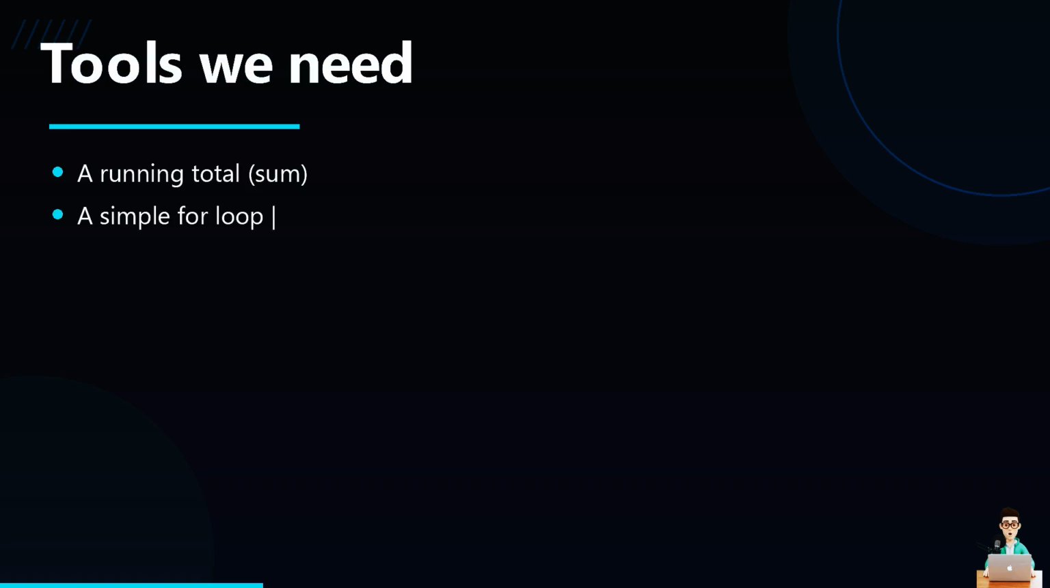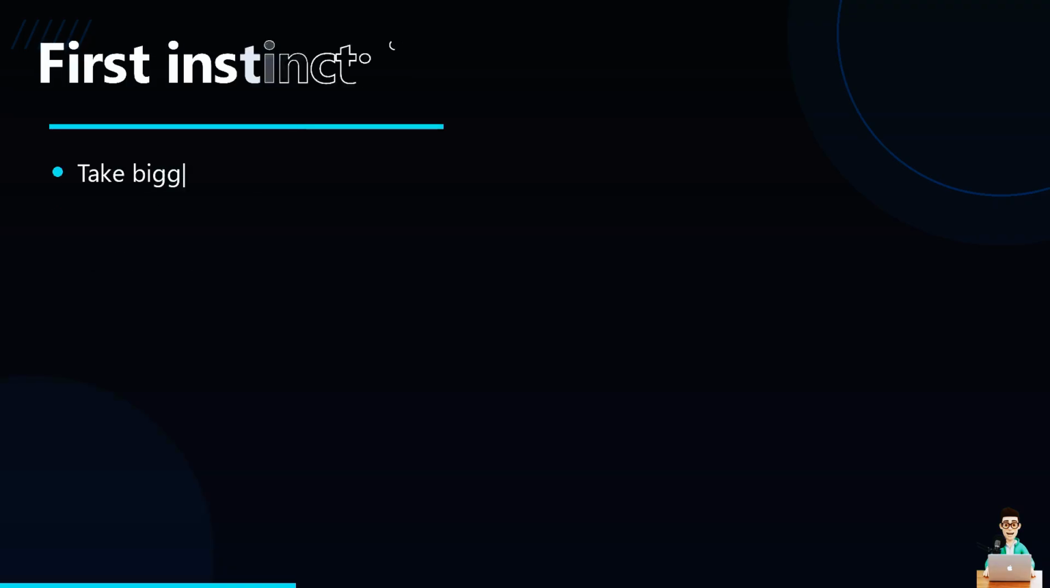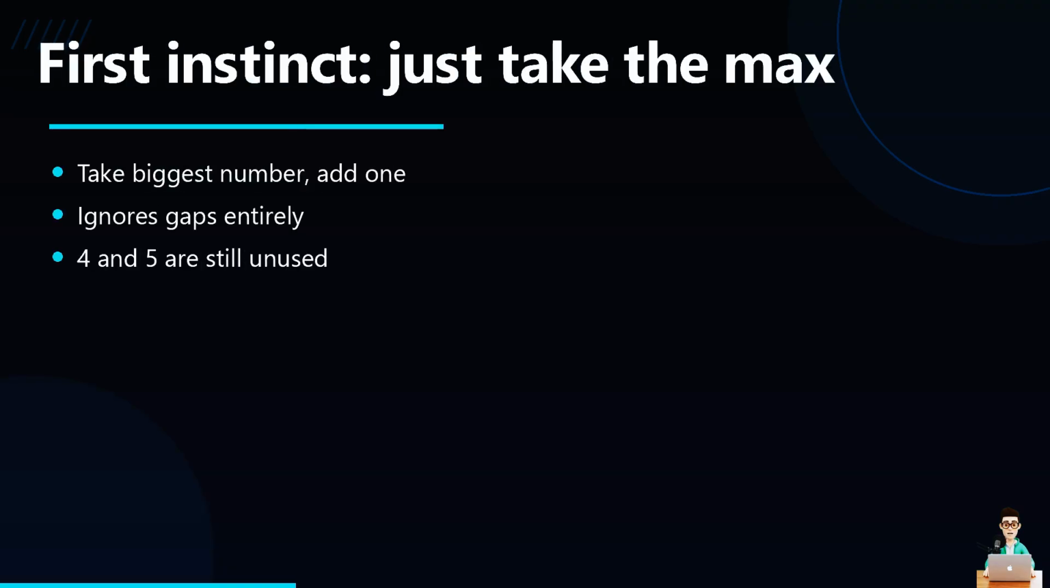We only need 3 things: a running sum we build as we go, a plain loop that tracks position, and a check for whether a candidate number already exists in the array. First instinct, just take the biggest number and add 1. But that ignores the gap entirely. 4 and 5 are still unused.